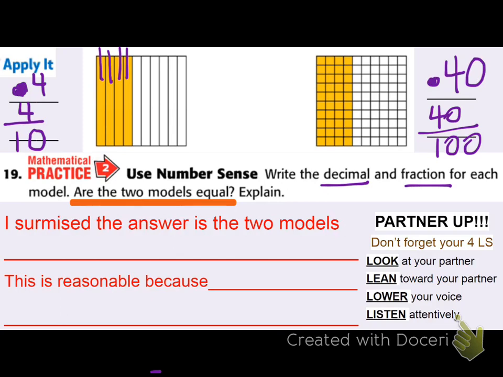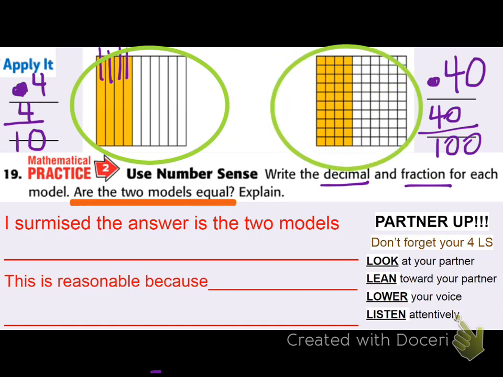Well, if I just step back and I look at this model and this model, the amount that's shaded in orange is the same. And if you look at your values, you have 4/10 or 40 hundredths. Well, really, what is the value of 0? Nothing. So if you were to not even see that 0 or understand that it really equals 0, you have 4 in the tenths place, just like you have 4 in the tenths place on this side. So I surmise the answer is the two models are equivalent. They are the same value.